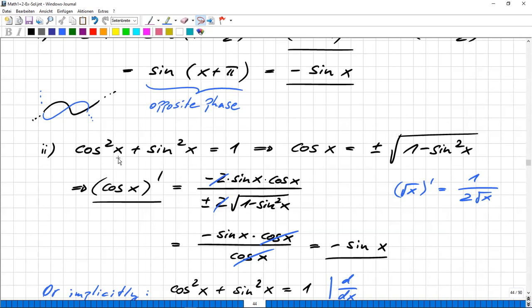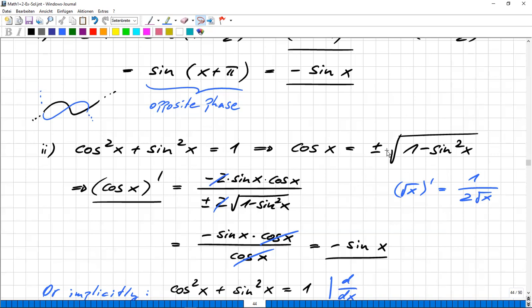So we have to take into account the positive as well as the negative square root of this expression 1 minus sine squared of x. You see, this is the full and correct transformation of this equation in order to isolate cosine of x. Remember, cosine of x can also be negative, and in this case we have to use the minus sign. In the other cases we have to use the plus sign. So this is sort of a twofold split up version of solving the problem.